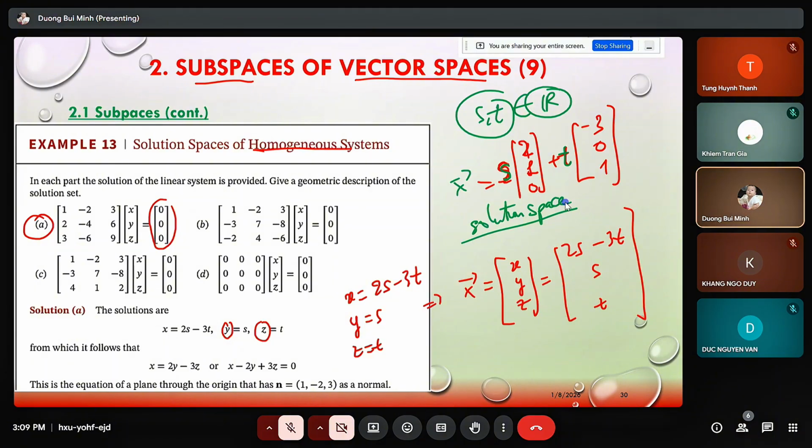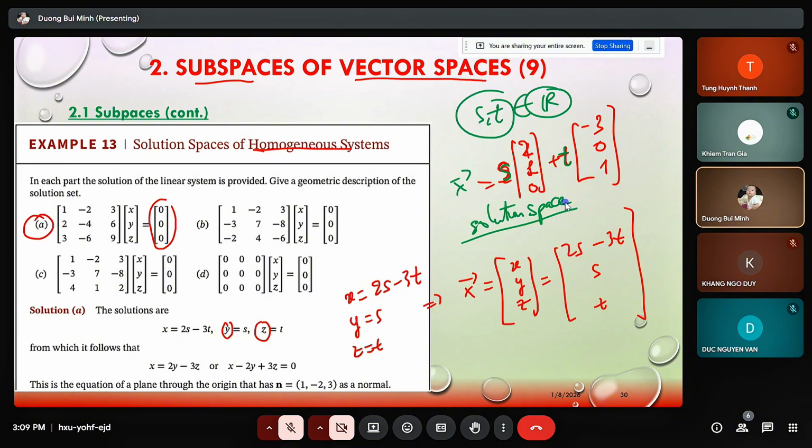So solution space or vector space of the solution. Okay. Yeah. We can say we have a vector space of all solutions with s and t, or we say solution space. Sometimes we say null space.